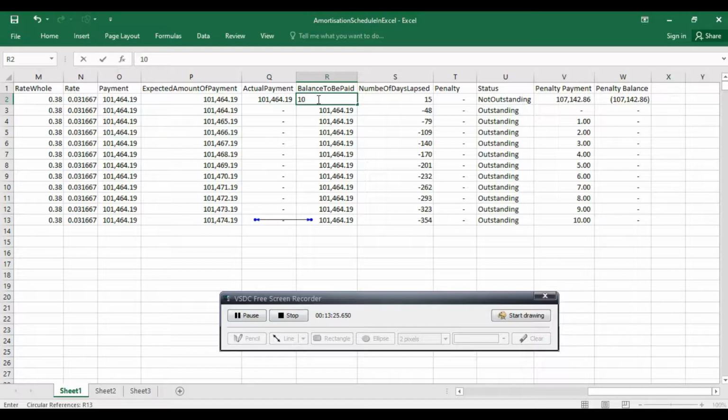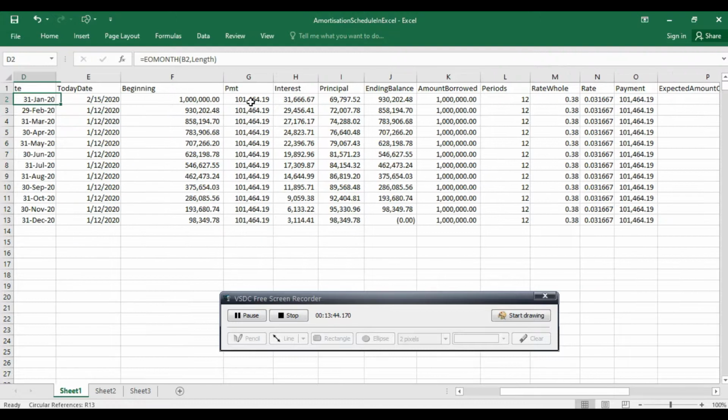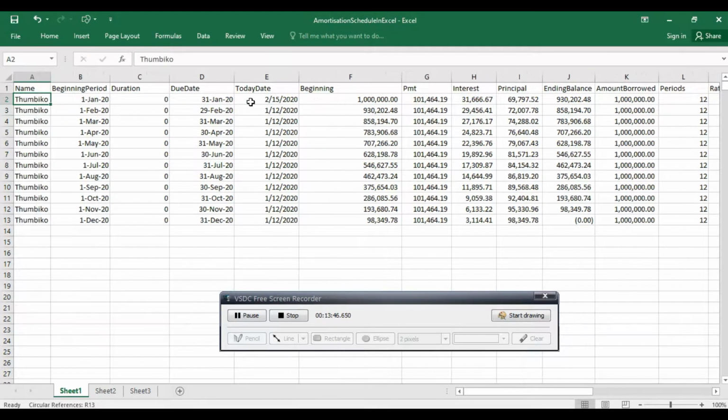Yes, the balance here is 0. And let us change the date. The date, let us bring it to 12.